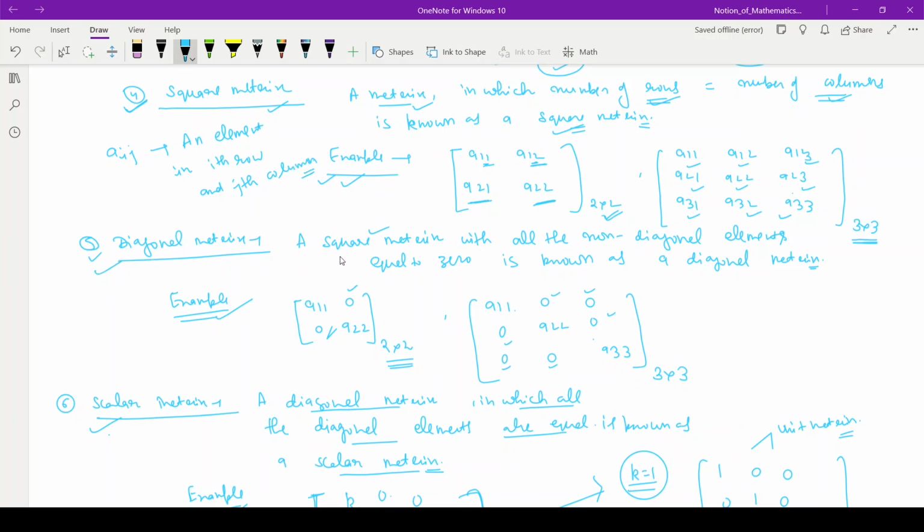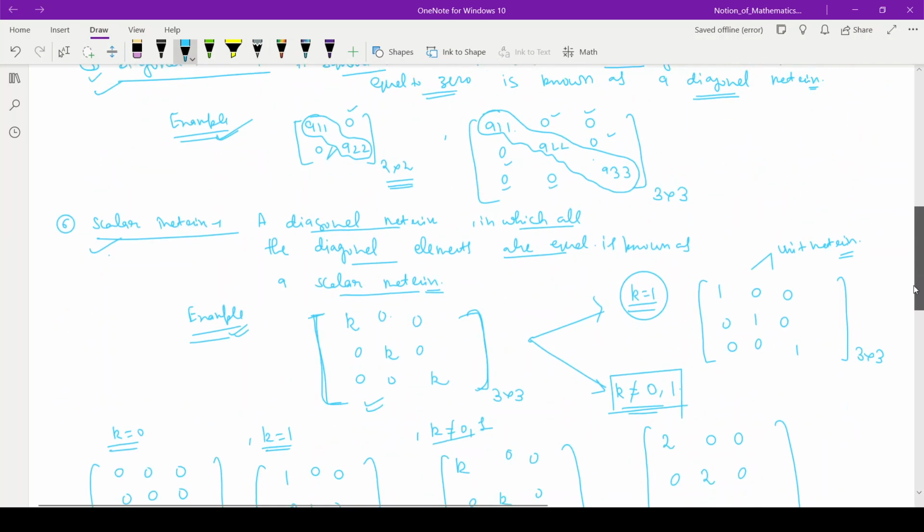Now, thereafter, the next type of matrix is diagonal matrix. What is a diagonal matrix? A square matrix with all the non-diagonal elements equal to 0 is known as a diagonal matrix. What are the examples of diagonal matrix? This is a diagonal matrix of 2 cross 2 order. This is a diagonal matrix of 3 cross 3 order, where all the non-diagonal elements are 0.